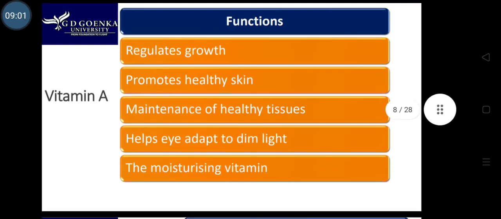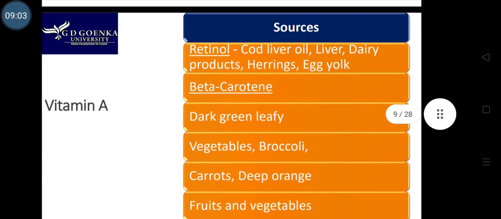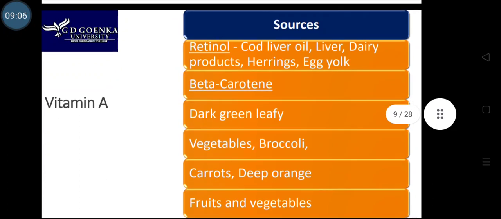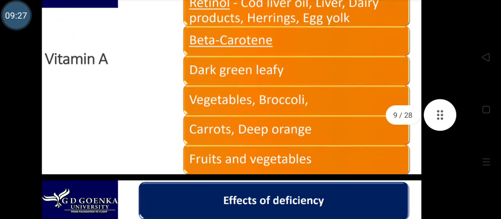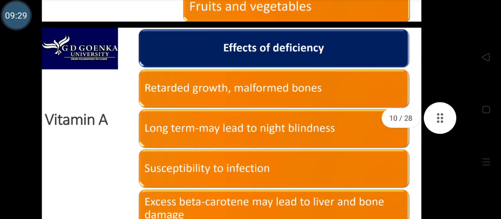Vitamin A sources are basically animal sources. Vitamin A means animal source: liver oil, liver, dairy products, herring, and egg yolk. Beta carotene is found in dark green vegetables, broccoli, carrots, and deep orange fruits and vegetables.